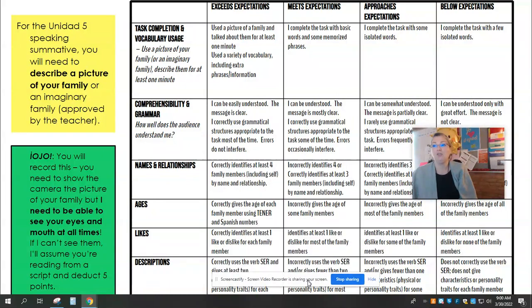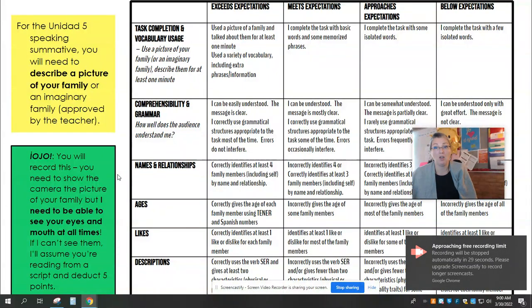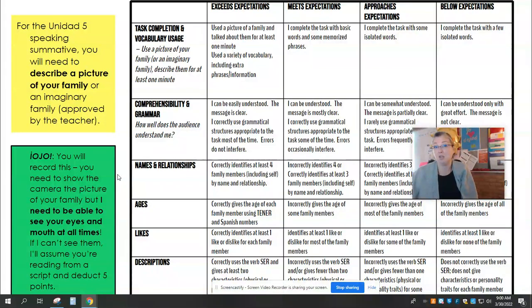So careful, ojo. You will be recording this. You need to show the camera the picture of your family. But like I said, I need to be able to see you and your face and your eyes and your mouth at all times. If I can't see them, I'm going to assume that you're using notes and reading from a script, and I'm going to take 5 points off.